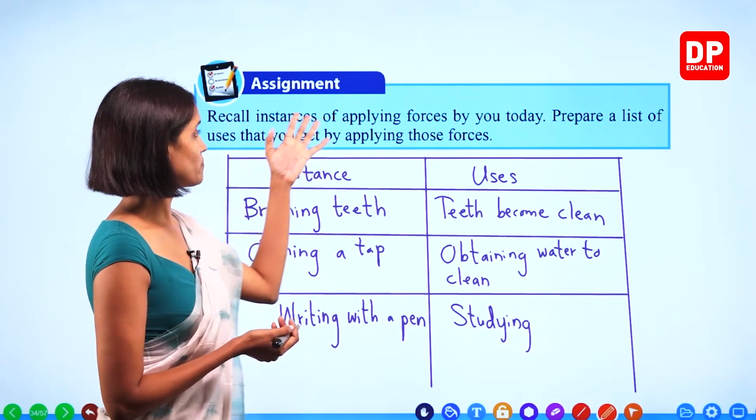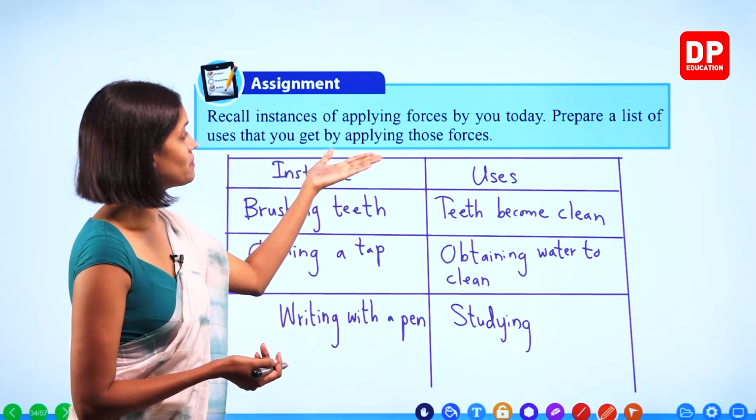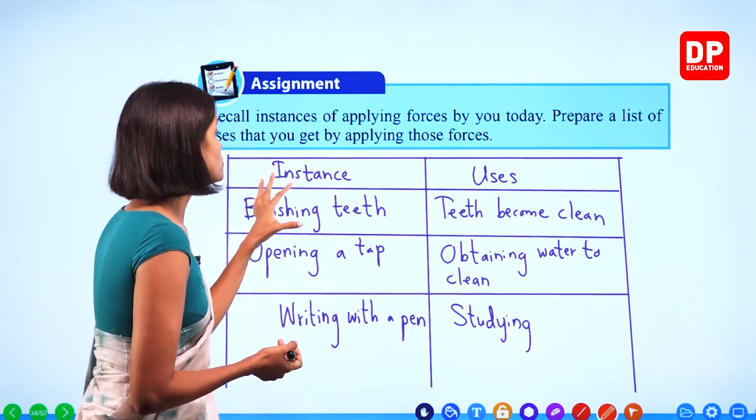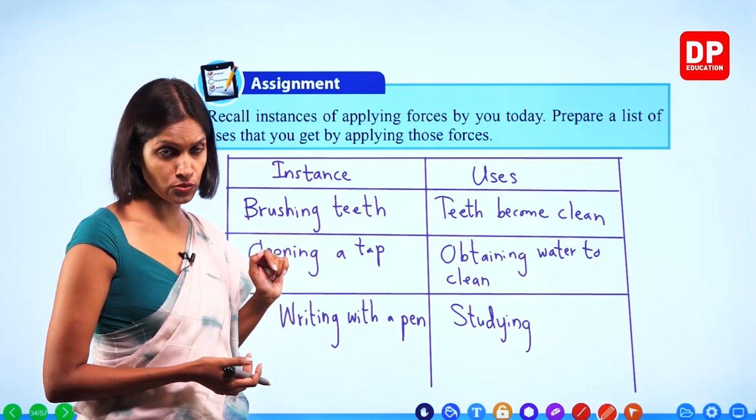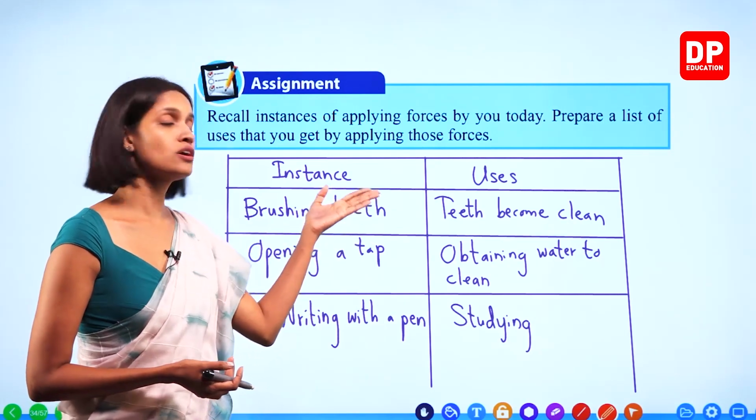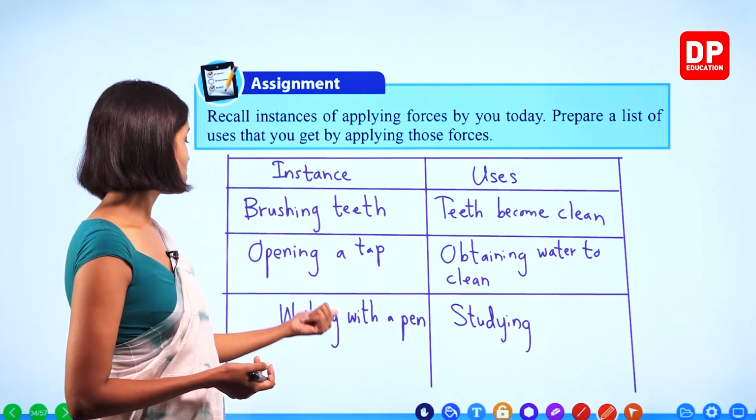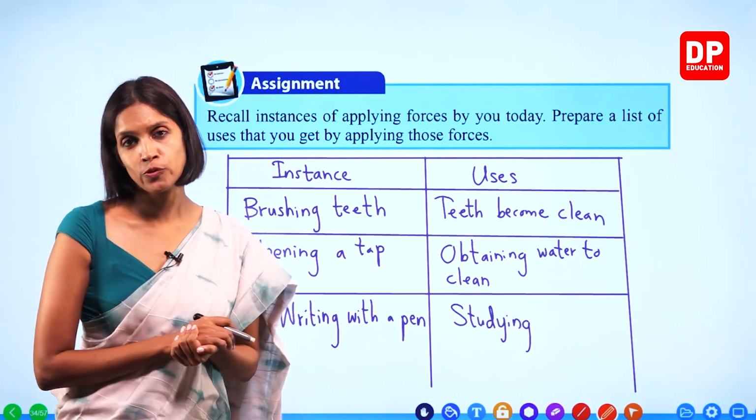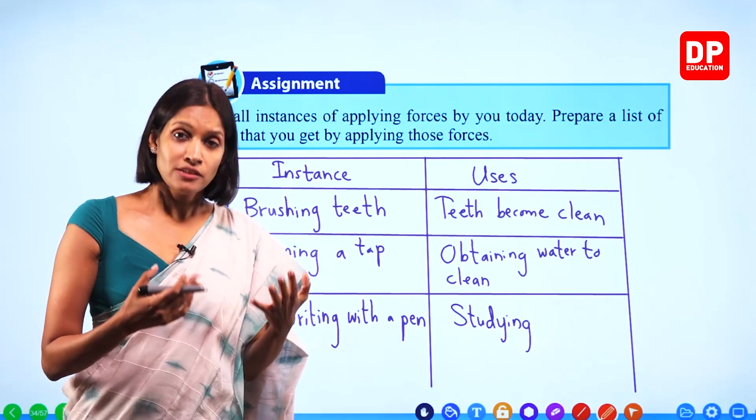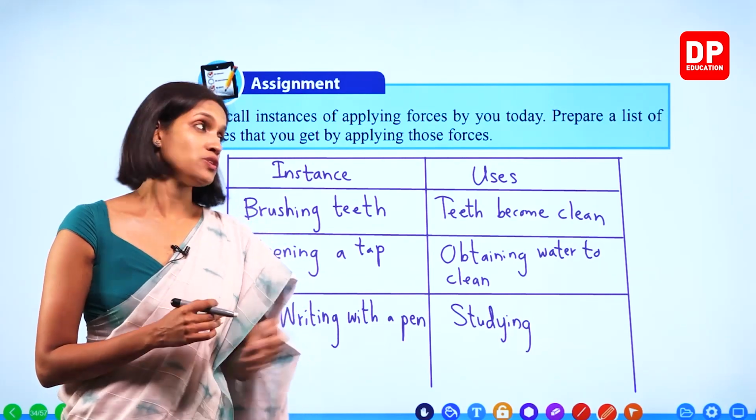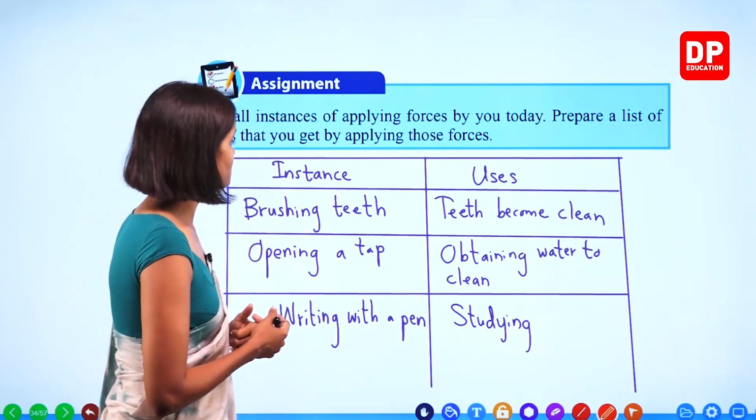So you can make a list like this. Recall instances of applying forces by you today. Prepare a list of uses that you get by applying those forces. Within brackets, you can write whether it's a push or a pull too. Brushing teeth, push and pull both. Opening a tap, push and pull both. Writing with a pen, again push and pull both. So when you make your list longer, you will get more examples and you will understand it better. Right, children? We'll move on to the next.